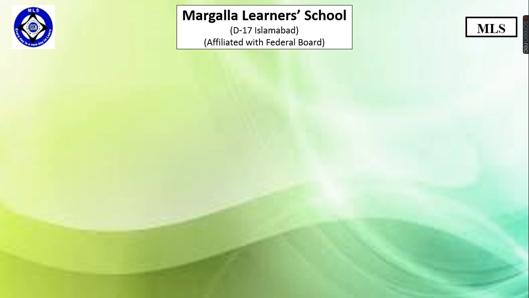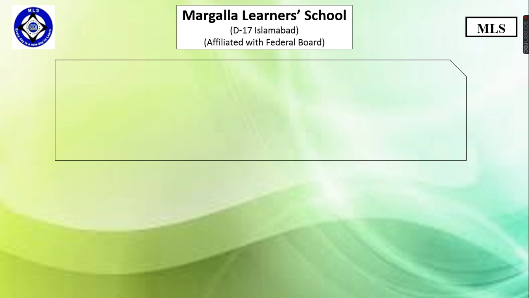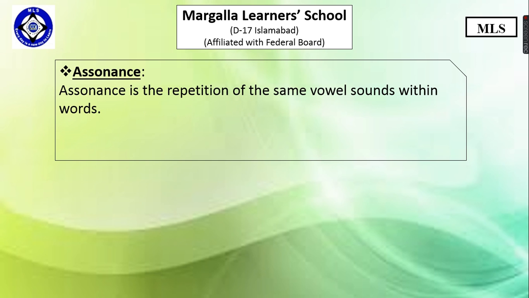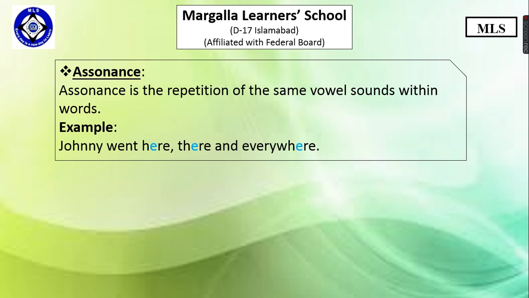Now, let's come to the second type, which is assonance. Assonance is the repetition of the same vowel sounds within words. Let's see its example. Johnny went here, there, and everywhere. You can see that the start of each word has a different consonant, but the second vowel sound is the same within these words, so it makes it an assonance.